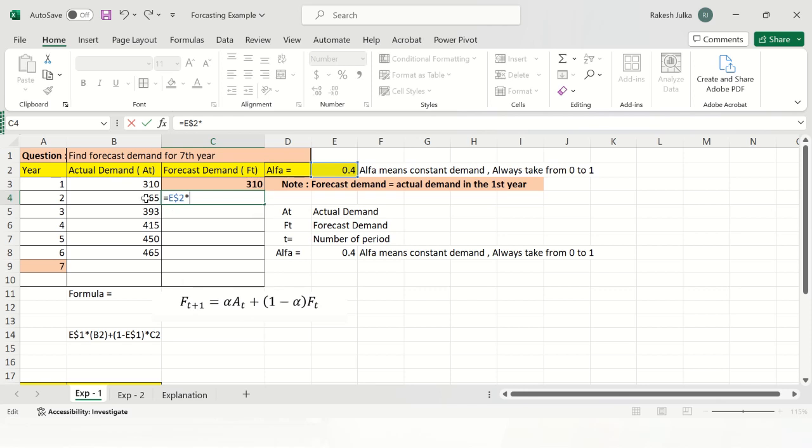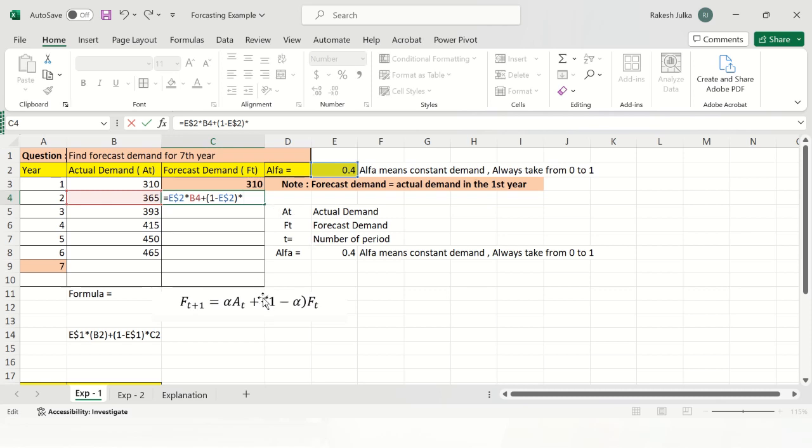So actual demand here is 365. So this is the actual demand, right? So we have this demand here, and after that we can calculate plus, bracket open, 1 minus alpha. Here we have to put a dollar sign, then multiply by FT. FT is the future forecast demand.